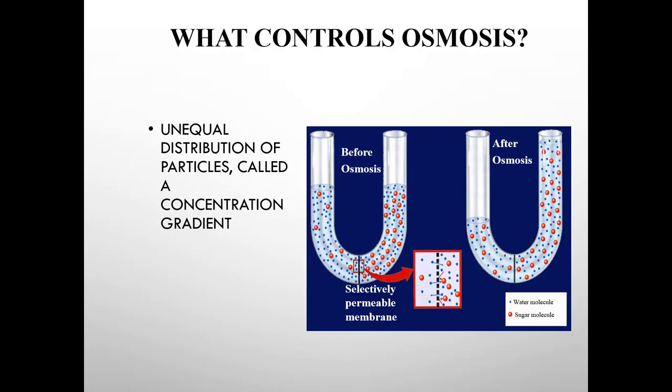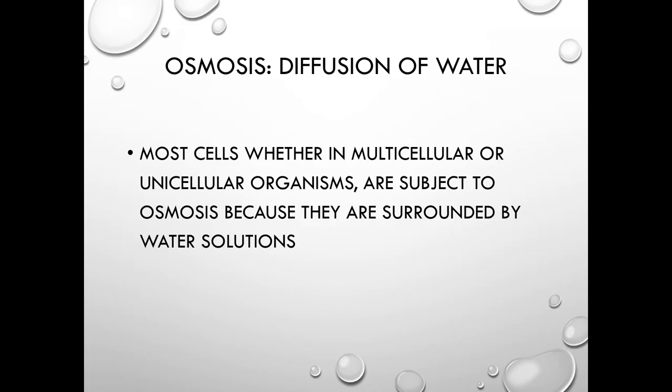What controls osmosis is the unequal distribution of particles called a concentration gradient. You can see on the left-hand side what it looks like before osmosis. There's a concentration gradient on the right-hand side of this particular graphic. In order to create homeostasis, the water will move into that other side to balance out the concentration gradient between the sides. Most cells, whether they're multicellular or unicellular, are subject to osmosis because they're surrounded by water solutions.